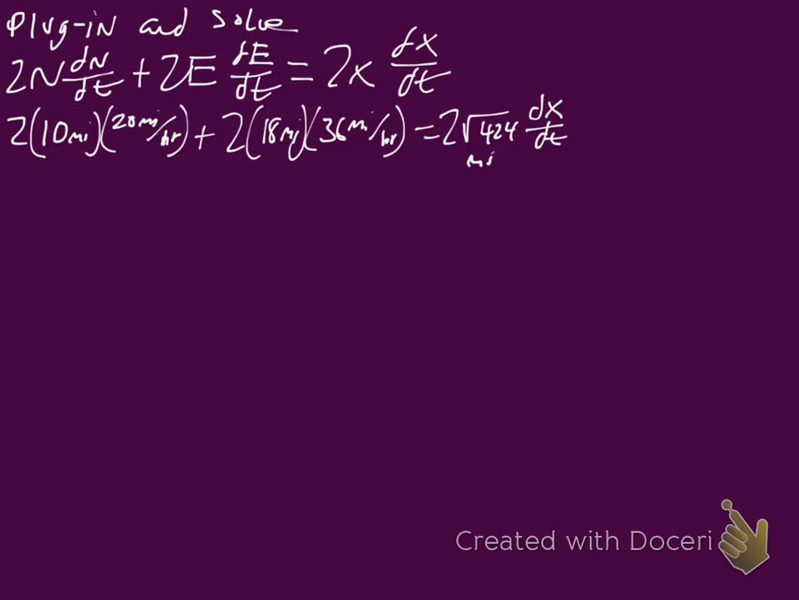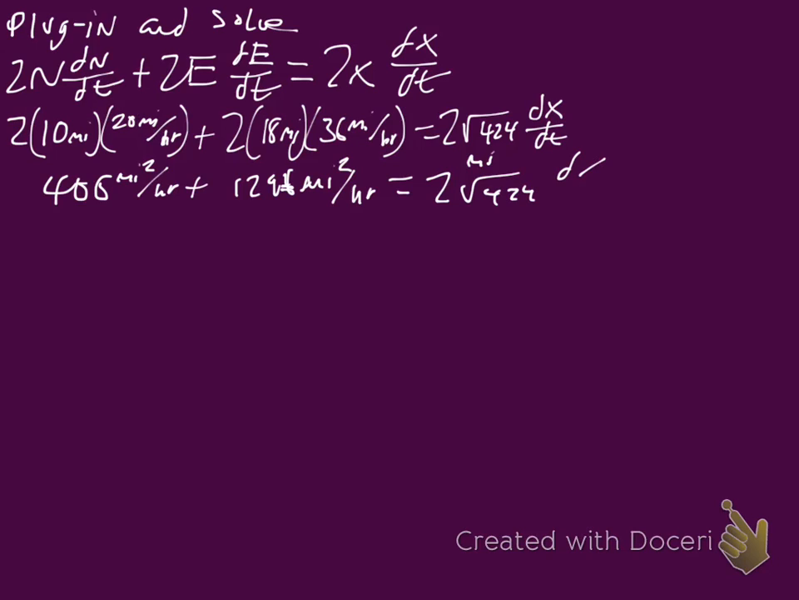So this is 400, right? 400 miles squared per hour. And 2 times 18 times 36. So 36 times 36. 1296. Miles squared per hour equals, well, 2 root 424 dx/dt.